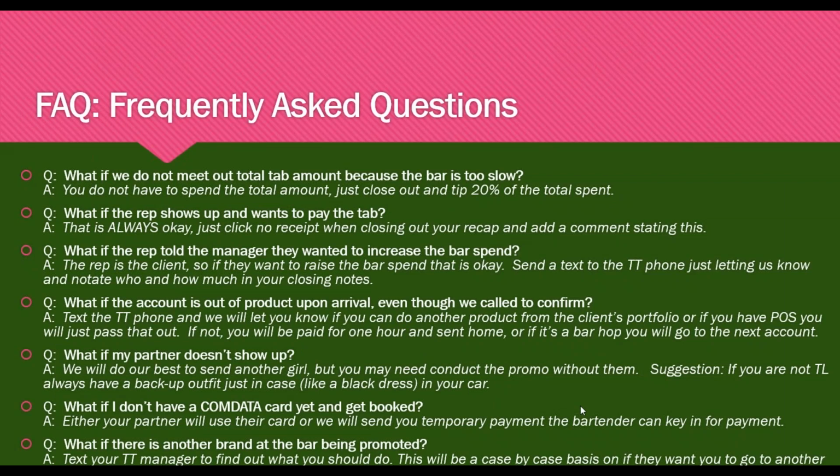So this last slide is just the frequently asked questions. If you don't meet out your total tab because the bar is slow, again, that's fine. You don't have to meet the maximum. You just don't want to go over that max. Just close out, tip 20% of your total.